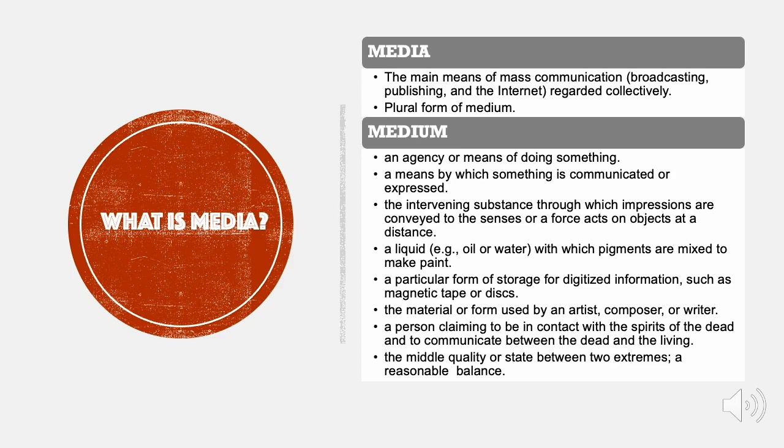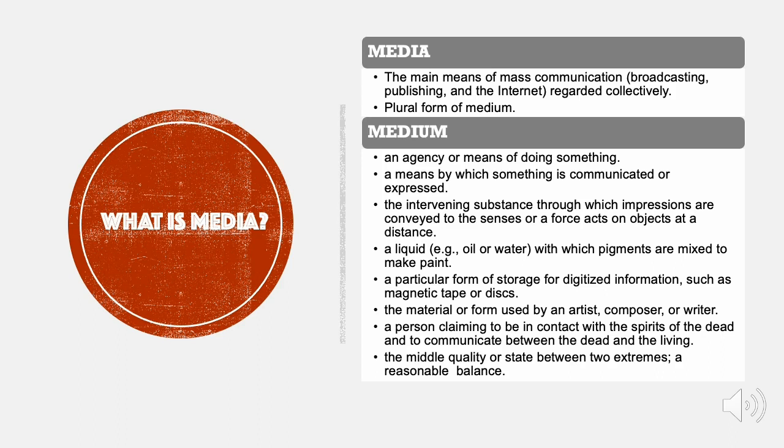By definition, media refers to a kind of mass communication, right? It is a plural form of medium, medium being the materials through which something is created. But we don't necessarily use it that way. What it typically means is the main means of mass communication: broadcasting, publishing, internet. This is all of the ways that we use media. And it is technically a plural, but people rarely use it as one.